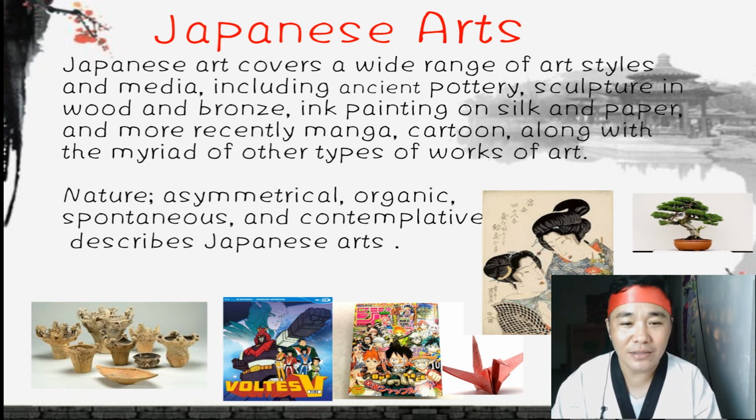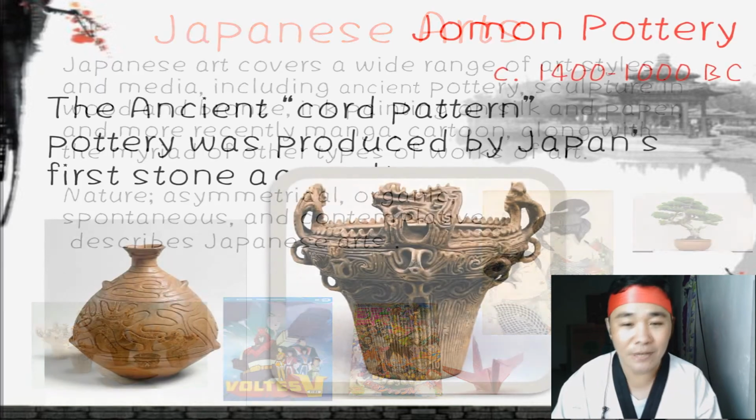Japanese art covers a wide range of art styles and media, including ancient pottery, sculpture in wood and bronze, ink painting on silk and paper, and more recently, manga and cartoons, along with a myriad of other types of works of art. Natural, asymmetrical, organic, spontaneous, and contemplative describes Japanese arts.